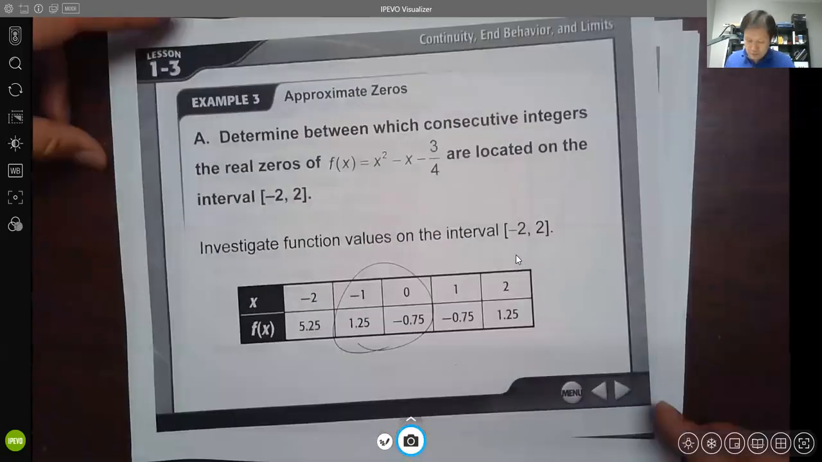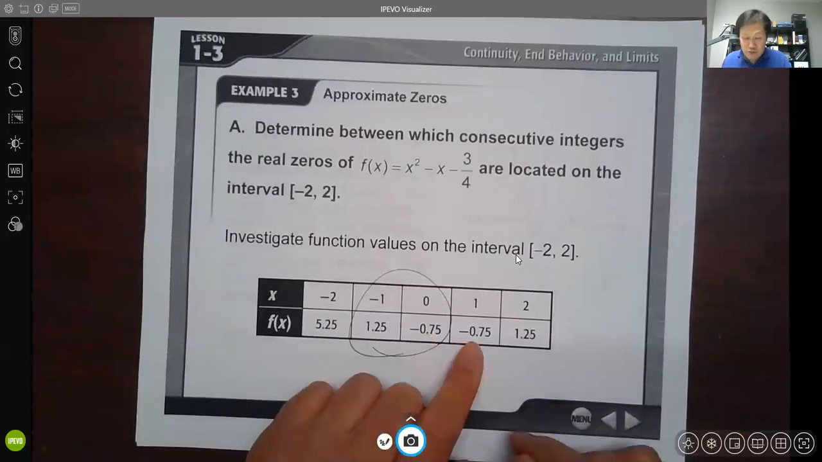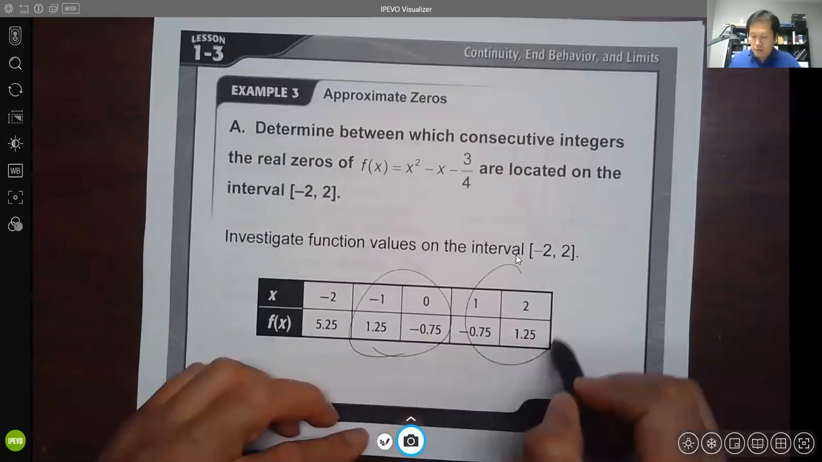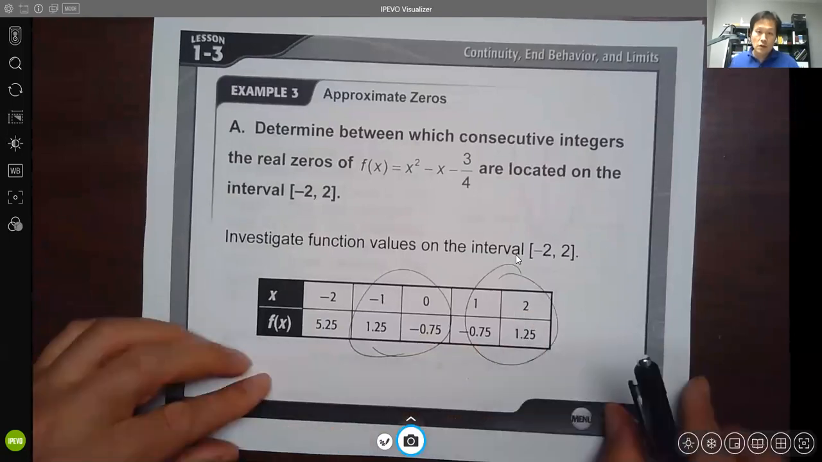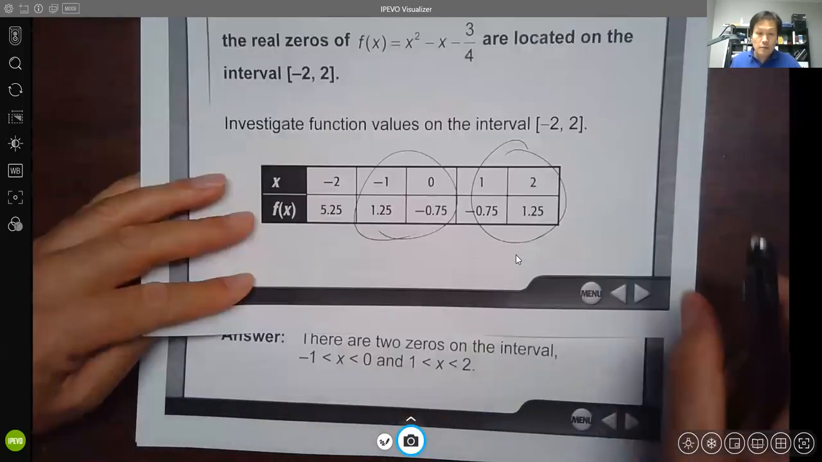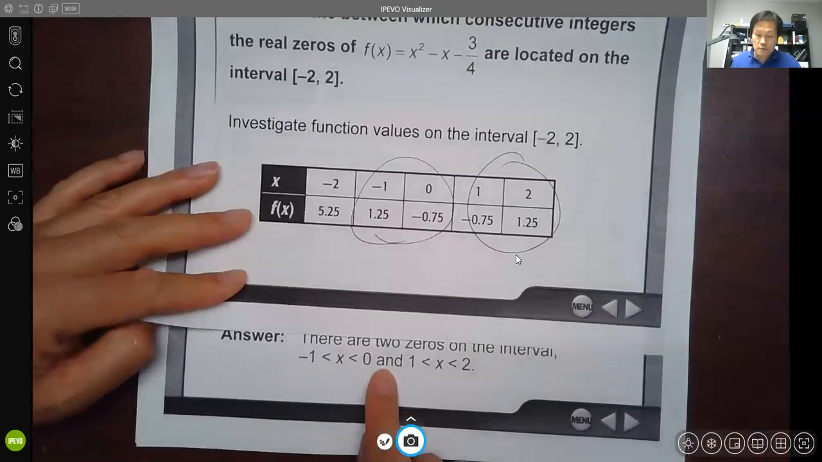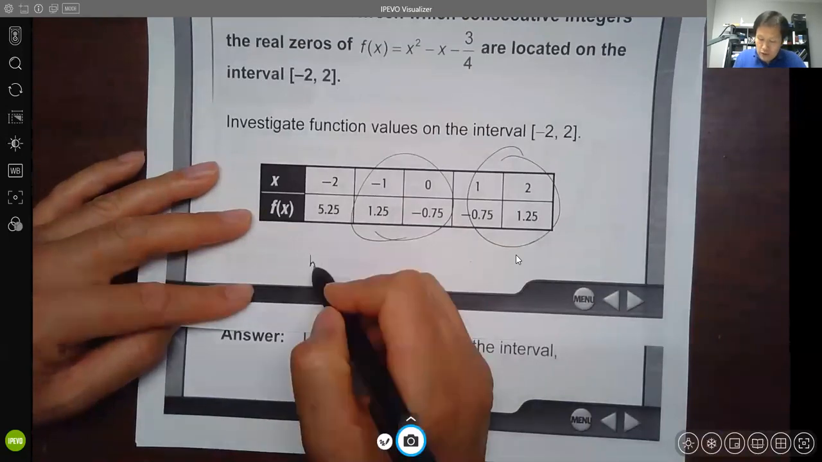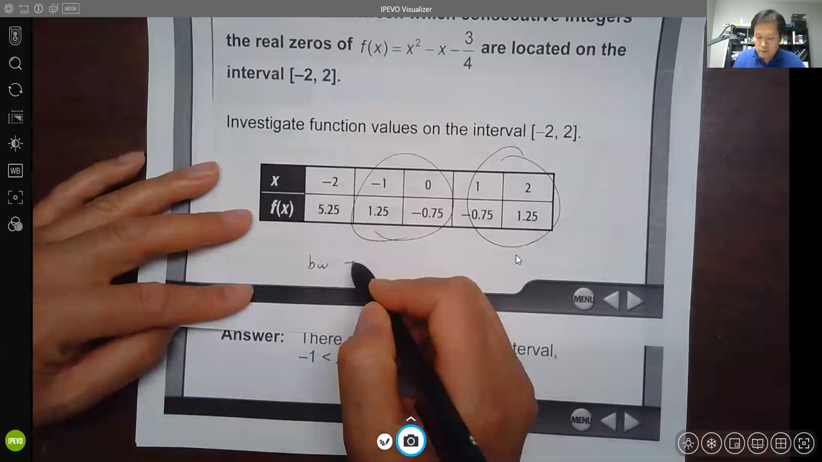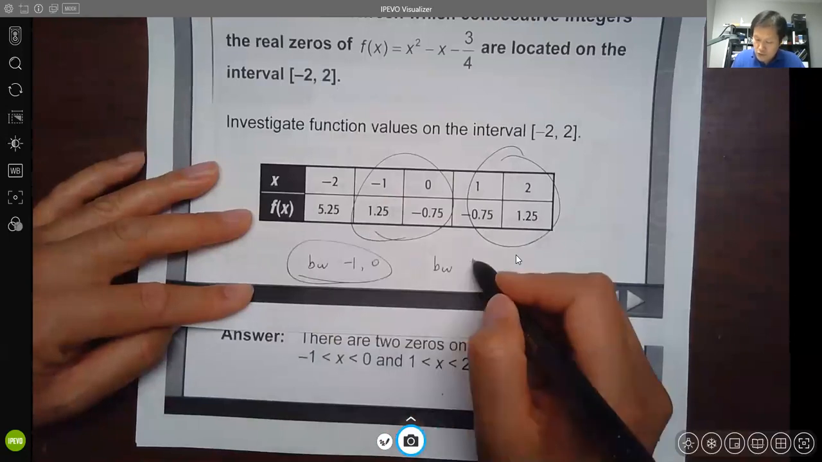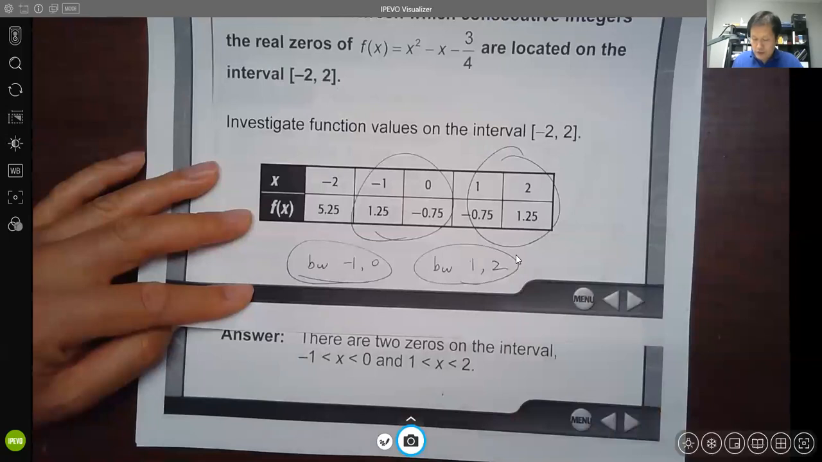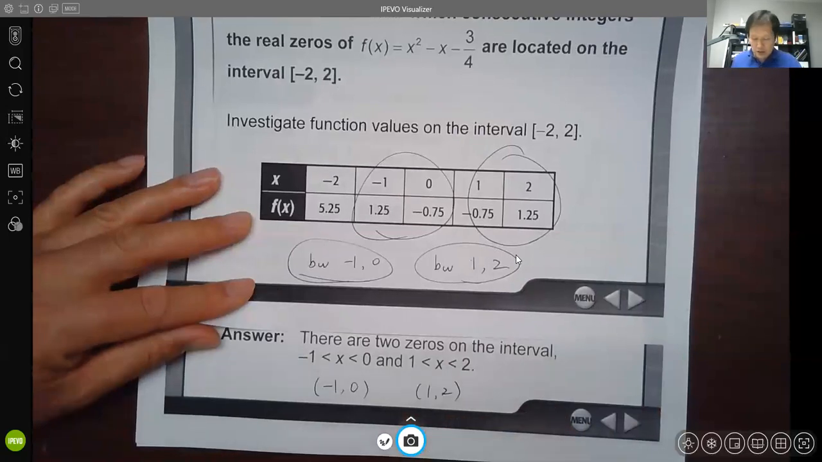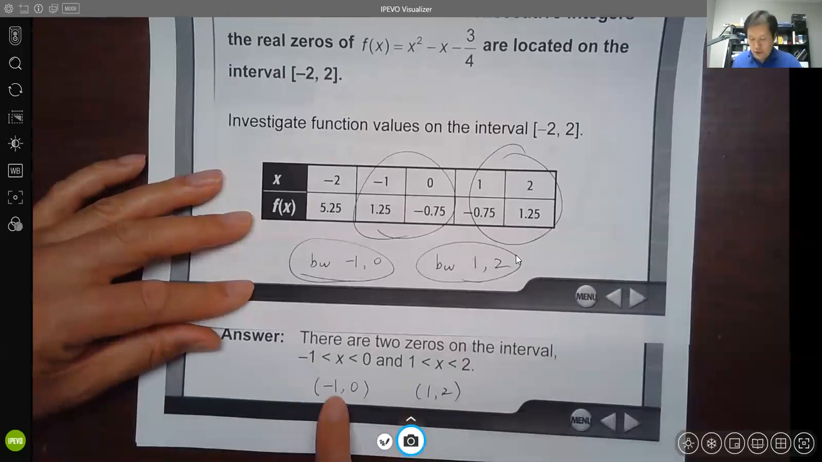Now keep going. Minus to minus, nothing happens. Minus to plus, right here. Between 1 and 2, there has to be a 0. So what's the answer? Between -1 and 0, between 1 and 2. You can also use interval notation: between -1 and 0, between 1 and 2, whatever is easier. I think you might be asked for interval notation.